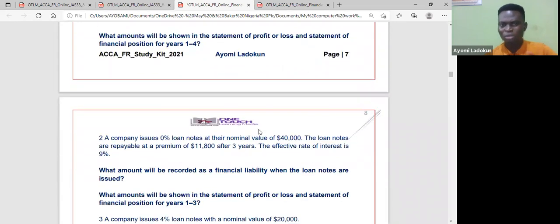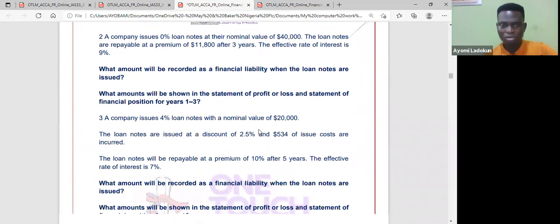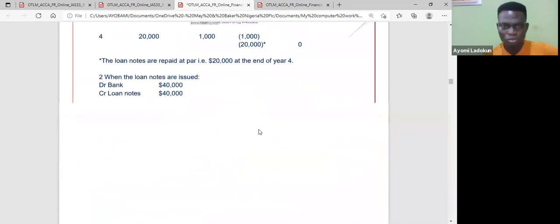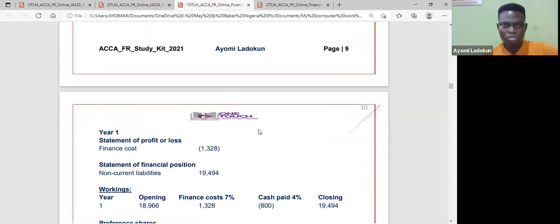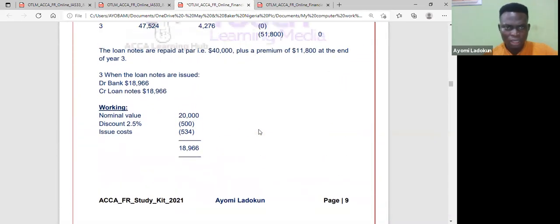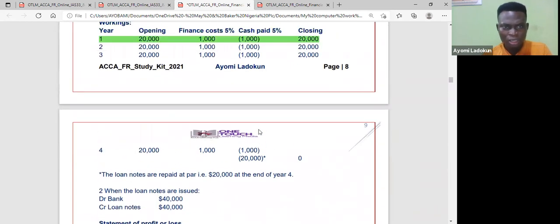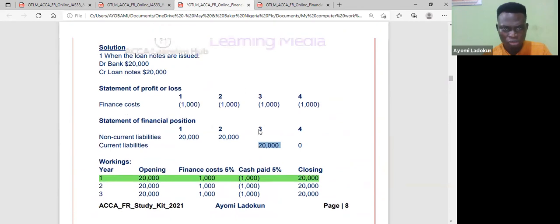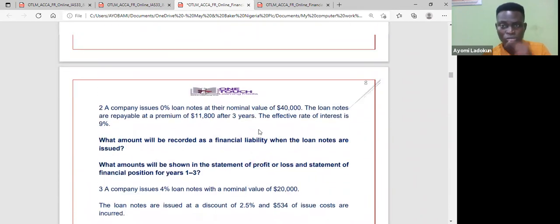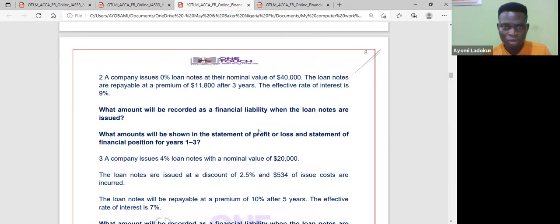So you have quite a number of questions here. Just take a look at them and look at what was done. It's very straightforward. So that's what you need to understand. Okay, I think let me show you what question this is. Okay, let's look at question 2, so that I can show you how to do the fair value. I think that one has issue costs. So let me find where that is.